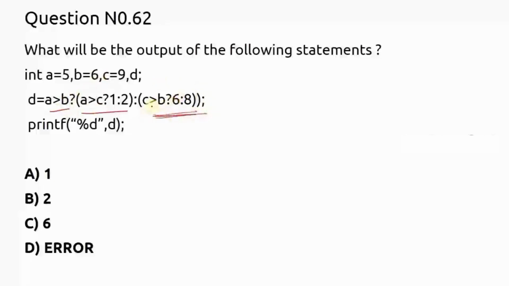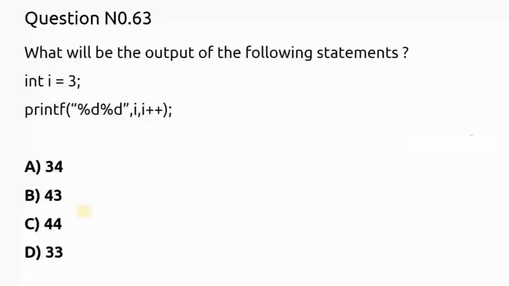Again in this, another ternary operation, C greater than B, it will check it. 9 is greater than 6, yes, true. That's why this value will be taken, otherwise 8 will be taken. So 9 is greater than 6, yes. So that's why this 6 value will be taken. So the 6 value will be assigned to D. Now D value will become 6. So printf percentage %d comma D. So what is D value? 6. The answer is C.